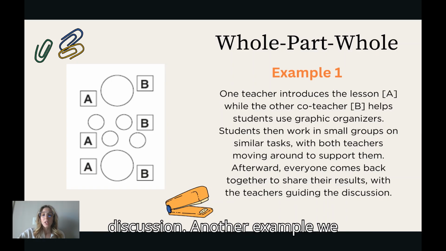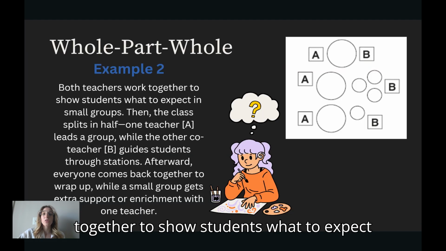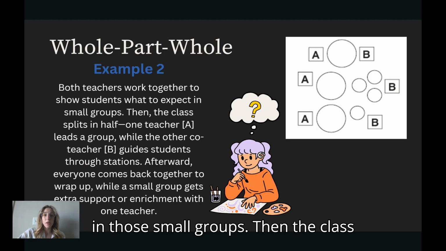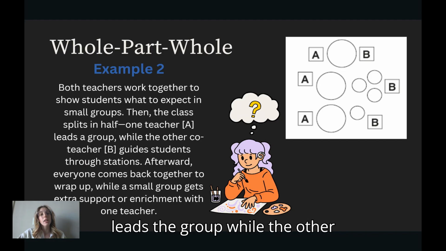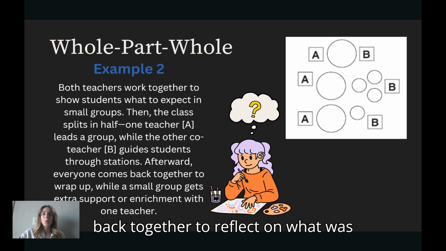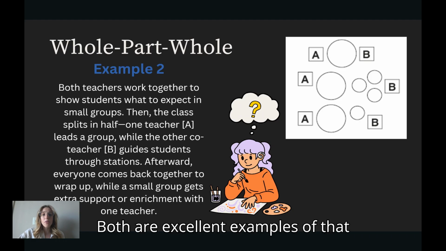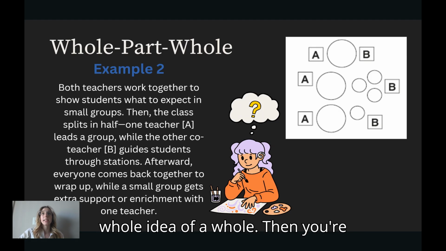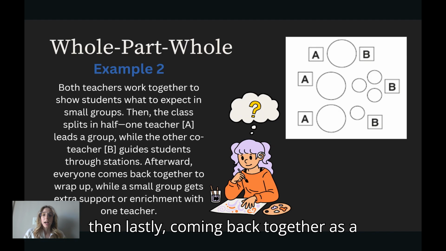Another example we have is both teachers are working together to show students what to expect in those small groups. Then the class splits in half. Again, one teacher A leads the group while the other co-teacher B guides students through the stations. Afterwards, you're still coming back together to reflect on what was done in those small groups, as well as provide possible extra support or enrichments with that other teacher. Both are excellent examples of that whole idea of a whole. Then you're separating into those small parts, and then lastly, coming back together as a whole.